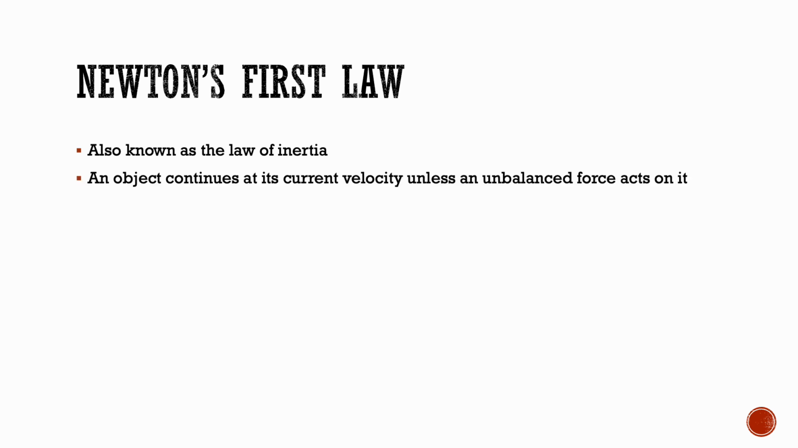Now with it, an object continues at its current velocity unless an unbalanced force acts on it. So an object in motion will stay in motion, continuing in the same direction at the same speed forever unless it has an unbalanced force acting on it. Similarly, if an object's already at rest, unless an unbalanced force acts on it, it's going to stay at rest. Now, in this course, an unbalanced force is also often referred to as a net force or sum of forces.